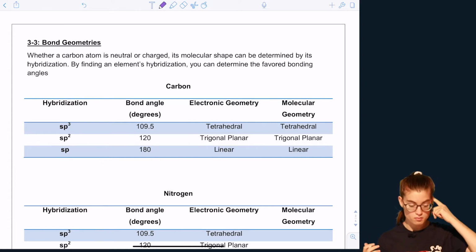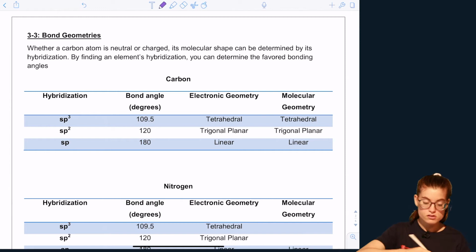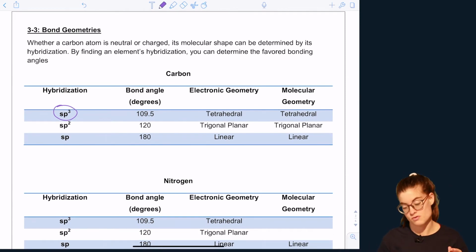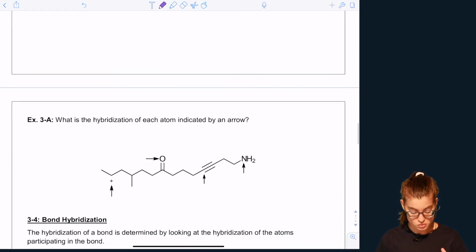Okay, let's start with carbon. So if you have a carbon and it's sp3 hybridized, you know what, maybe we should do, because you still might not know how to identify sp3 hybridized. So what we're going to do is we're going to actually come back to this section. We're going to do a few examples first of how to determine hybridization. Okay, so let's start with this carbon right here.